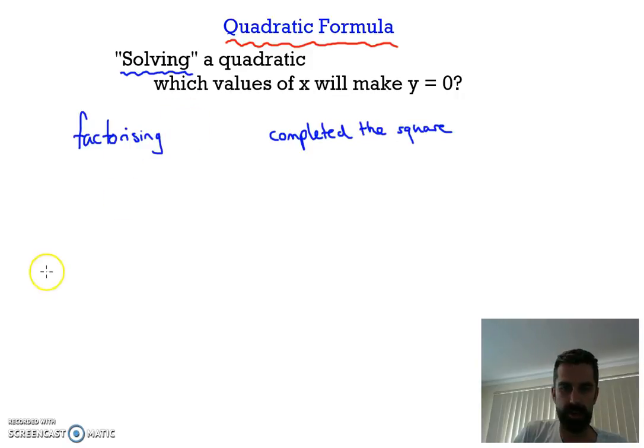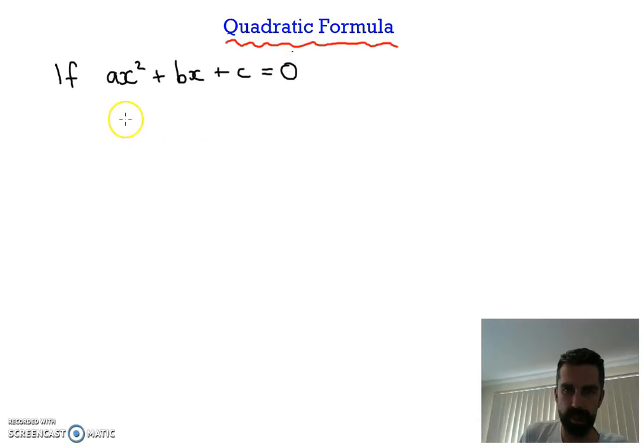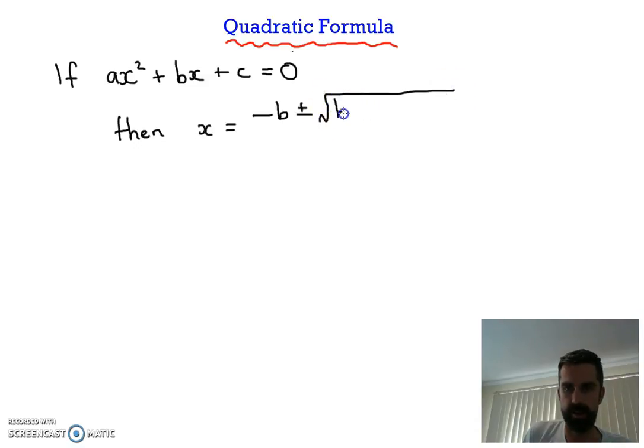Now, give me a moment. So the quadratic formula says that if ax squared plus bx plus c equals 0, then x equals negative b plus or minus the square root of b squared minus 4ac, all divided by 2a.